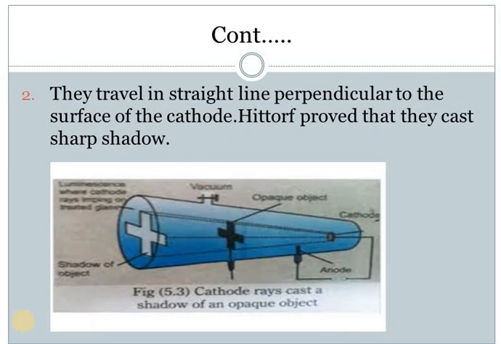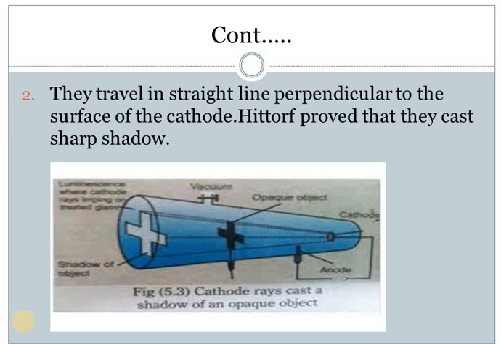Next point is that they travel in straight lines perpendicular to the surface of the cathode. That is, suppose at one end you have the cathode and in a straight line perpendicular to that cathode these rays will pass. They can ask you in short questions to explain that cathode rays or electrons travel in a straight line. This experiment was done by Hittorf, and he proved that they travel in a straight line.